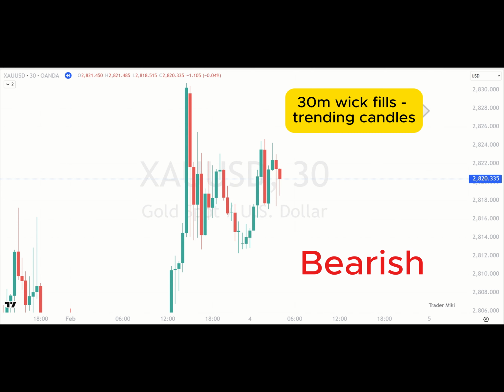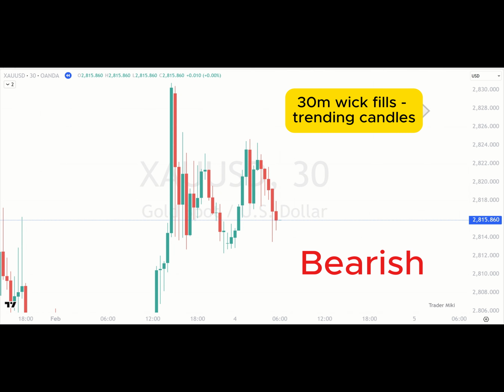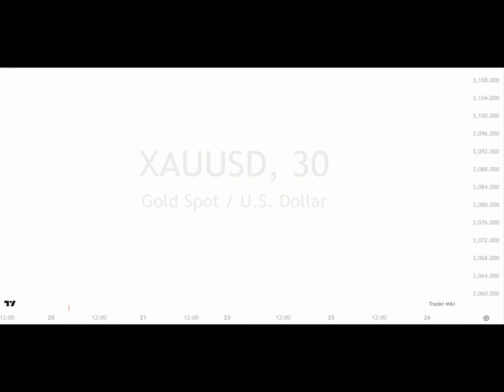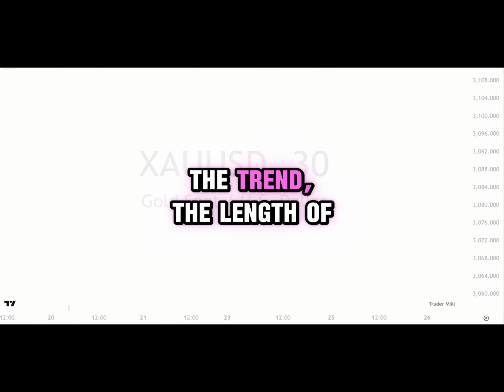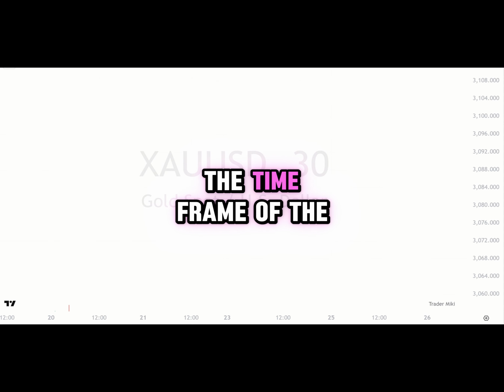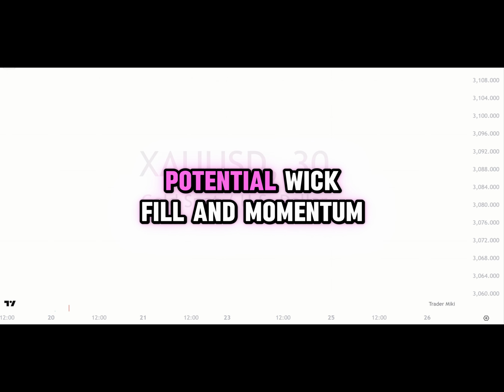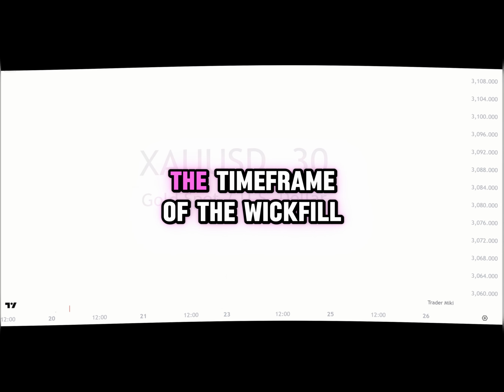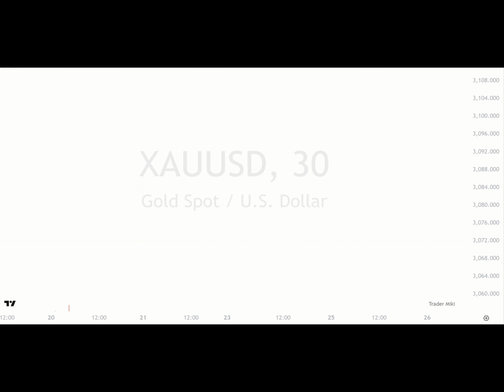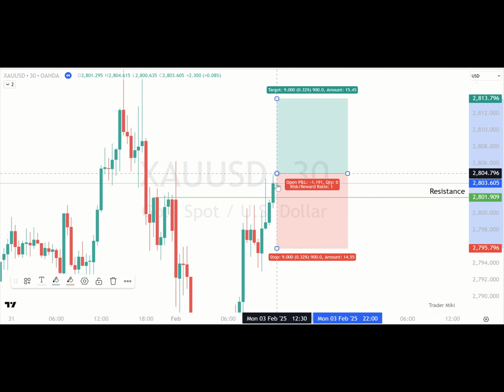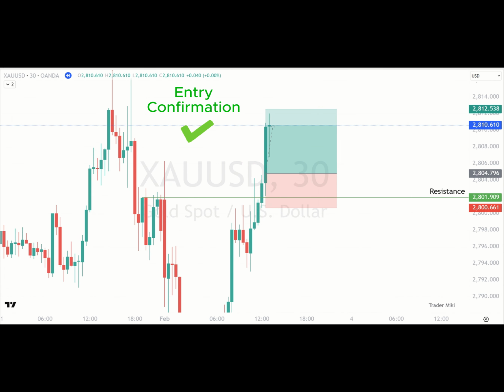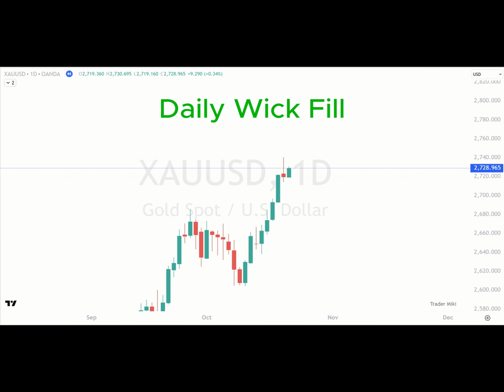So how do you know when you have a rejection candle or a potential wick that can be filled? There are a few things to consider: the trend, the length of the wick, the time frame of the potential wick fill, and momentum. The time frame of the wick fill. Smaller time frame wicks are filled more frequently. I use them for structure and trade entries. I use higher time frame wicks for targets and confirmation of the overall trend.